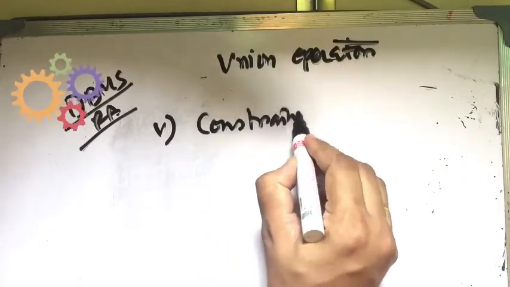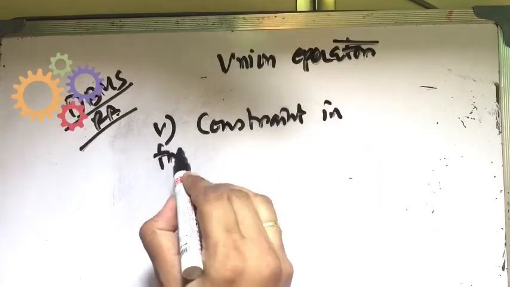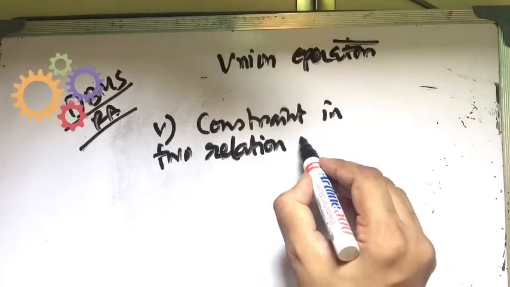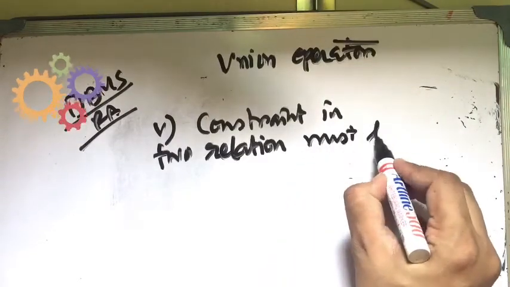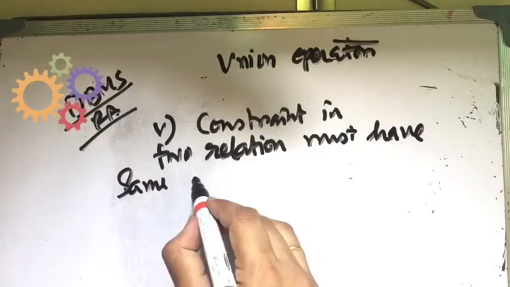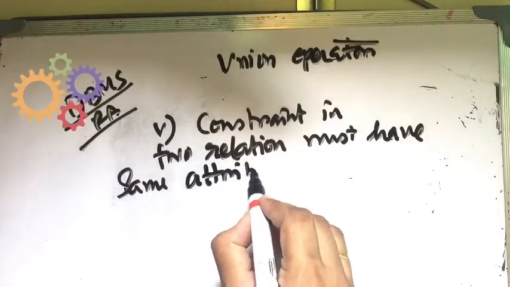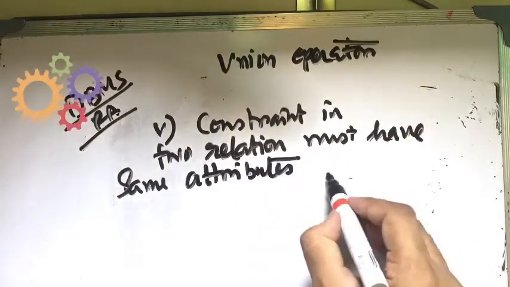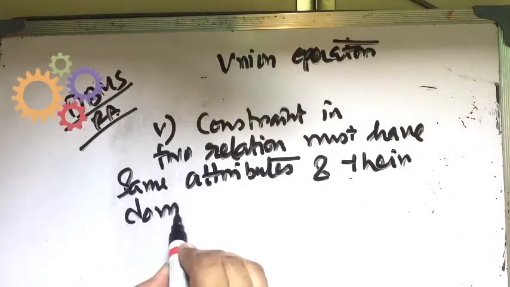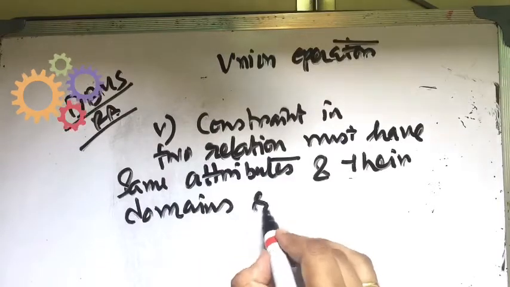Constraint means rules. In two relations, they must have the same set of attributes, and their domains should be the same.